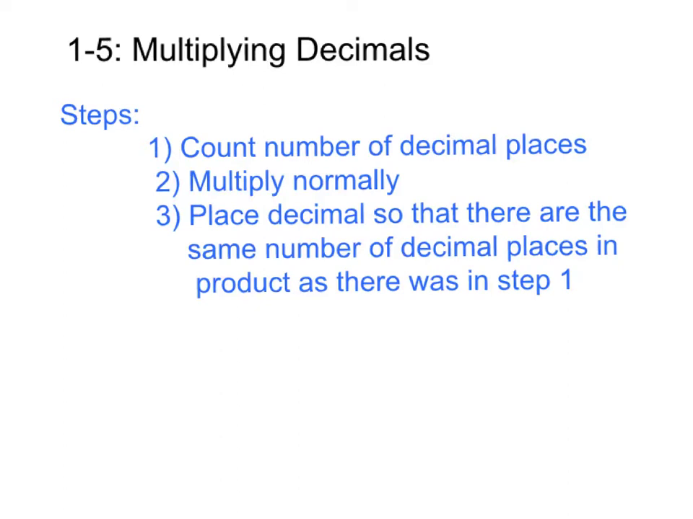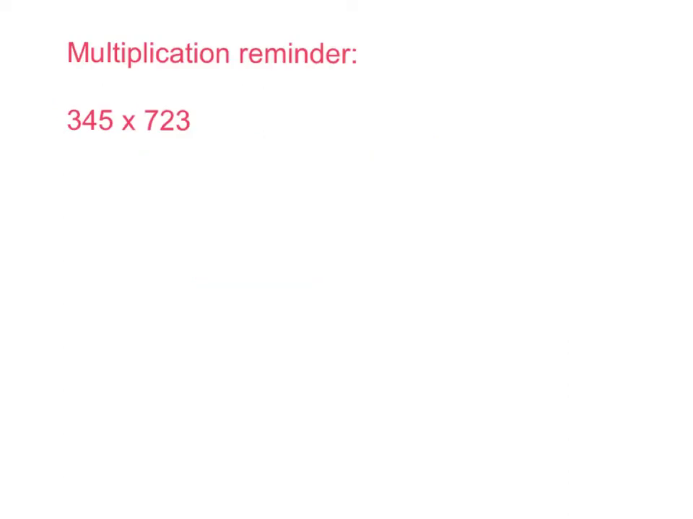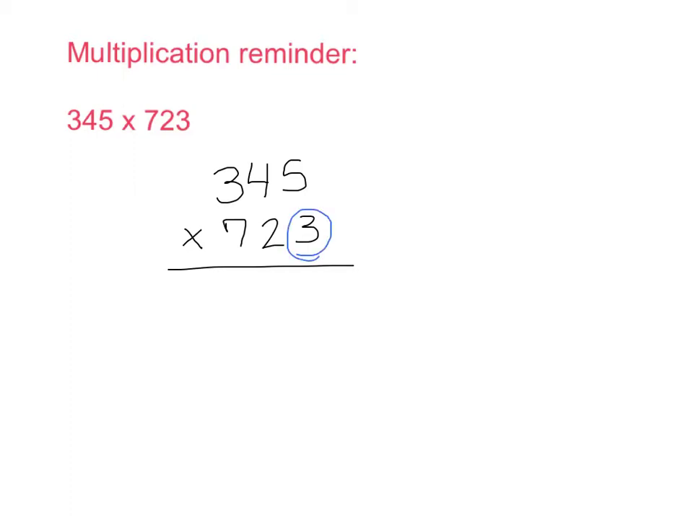Before we go through how to multiply decimals much further and applying these, we're going to take a look at how to multiply large numbers in general. I find it easiest to set this up vertically, so put 345 times 723. We're going to begin with the last digit and multiply it by each of these numbers.